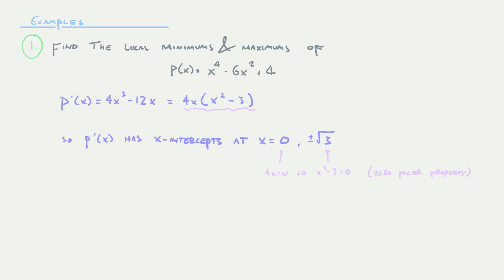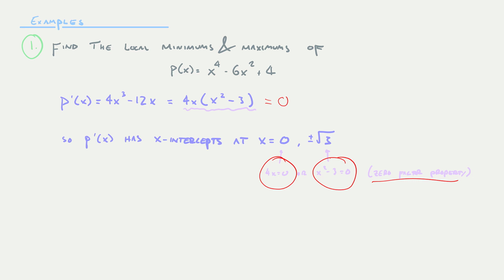And then I figured out that if this is equal to 0, I can use the zero factor property on it. And I can come up with x is equal to 0 from this equation, or x is equal to plus or minus root 3. That's where p prime of x is going to have its x-intercepts. So now I know where the extrema take place. They take place at 0, at negative root 3, and at positive root 3.